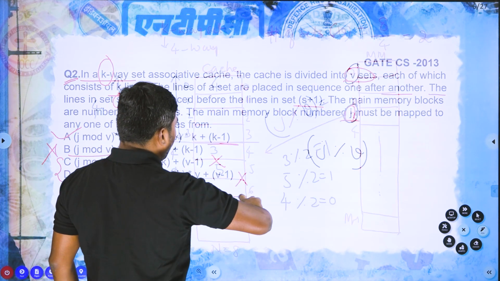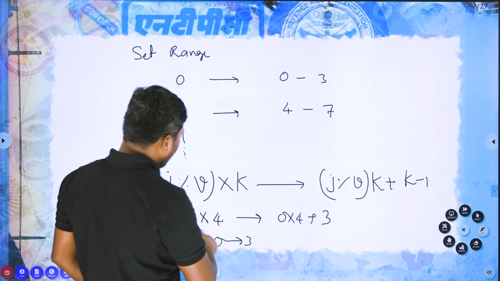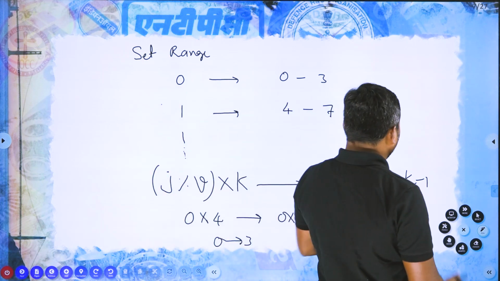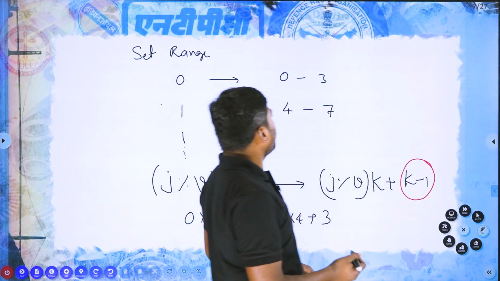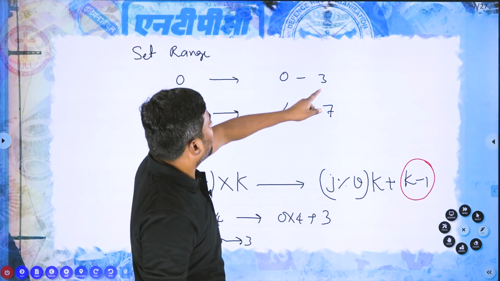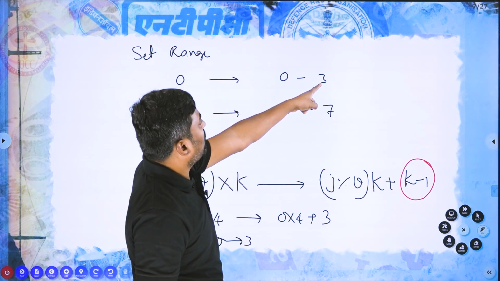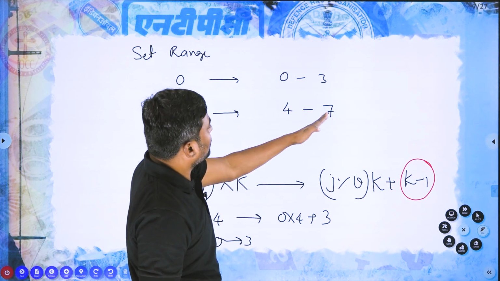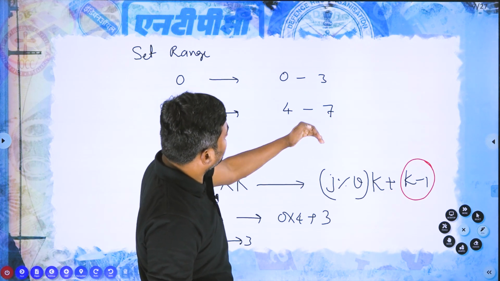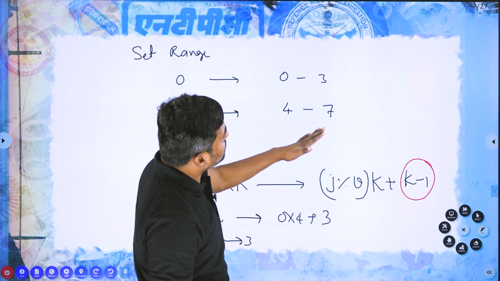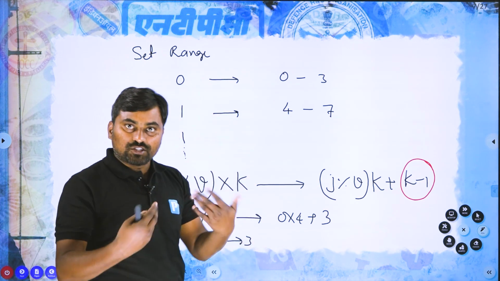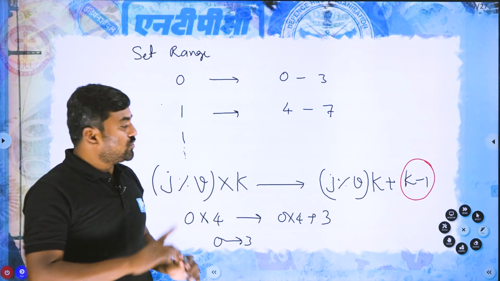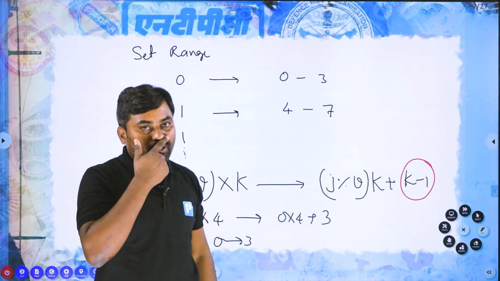I hope you're getting my point. Look carefully. This is J modulo V into K, and J modulo V into K plus K minus 1, which we have to add extra. What is the size? This was 0 to 3. Starting at position 4, if I add 3, you will get 7. Then the next set will start at 8, 8 plus 3 is 11, then next we start at 12, 12 plus 3, and like that you will go. I hope you're getting my point. So this is a range-type question you can understand.